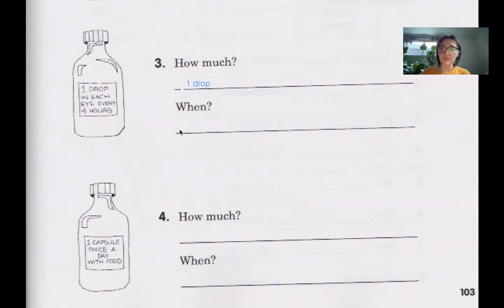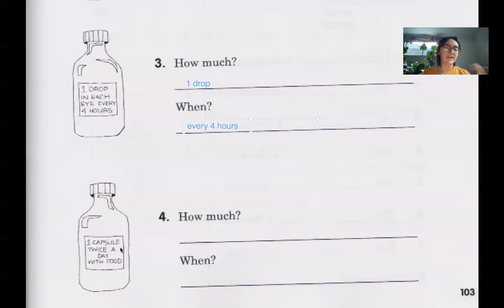Okay, when do you do this? Every 4 hours, right? So every 4 hours means if you wake up at 10 o'clock a.m., you do eye drops. Then from 10 to 11, 11 to 12, 12 to 1, 1 to 2. So at 2 o'clock, you do eye drops. Then from 2 to 3, 3 to 4, 4 to 5, 5 to 6, 6 o'clock, you do eye drops. So that's what it means by every 4 hours. 1, 2, 3, 4 hours go, you do eye drops.